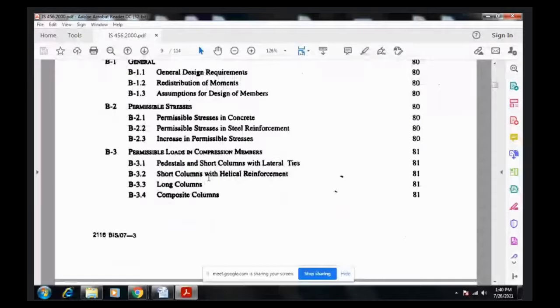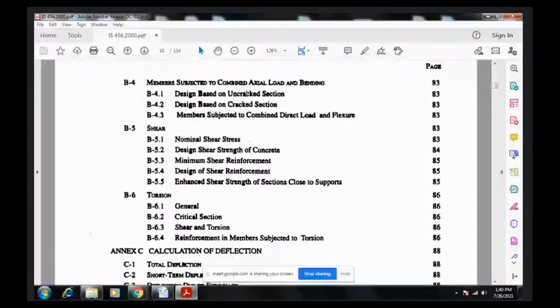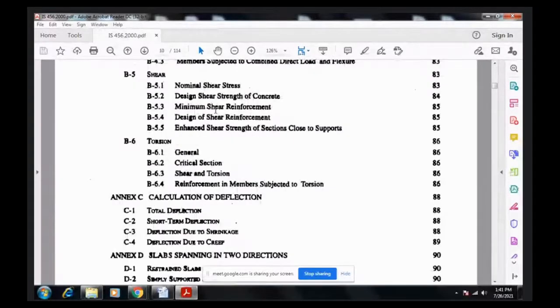Then the member is under axial load, like that. So how do you manage design against those situations? How do you design against shear force? How do you design against torsion? Short-term deflection, so many things are there. How do you analyze the slab? There are many things in the appendix.